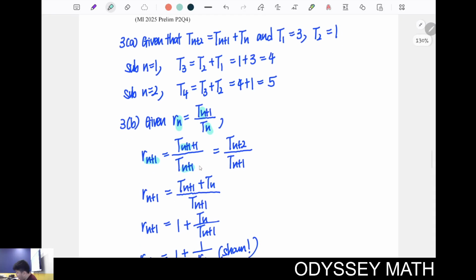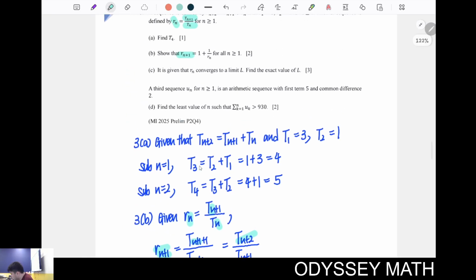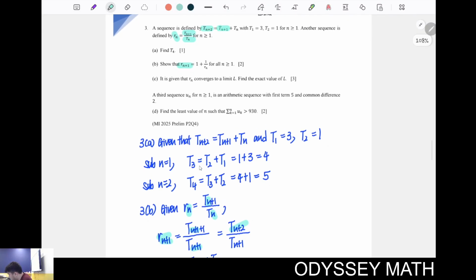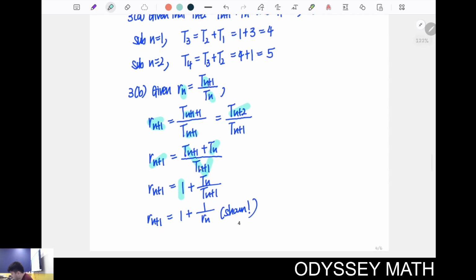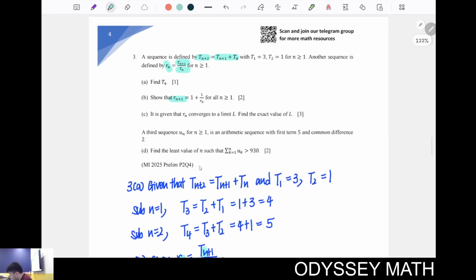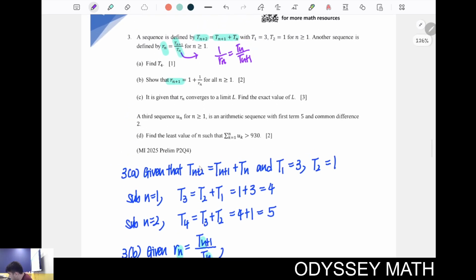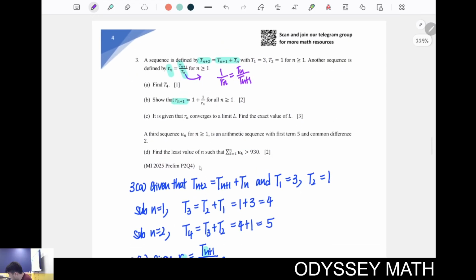And then now, Rn plus 1 is equals to, now Tn plus 2, if you look at the question here, is given by Tn plus 1 plus Tn, over Tn plus 1. Now you split this into two fractions, 1 plus Tn over Tn plus 1. And then we noted that Rn is Tn plus 1 over Tn, which means that 1 over Rn is Tn over Tn plus 1. So that means that this Tn over Tn plus 1 here is equals to 1 over Rn.